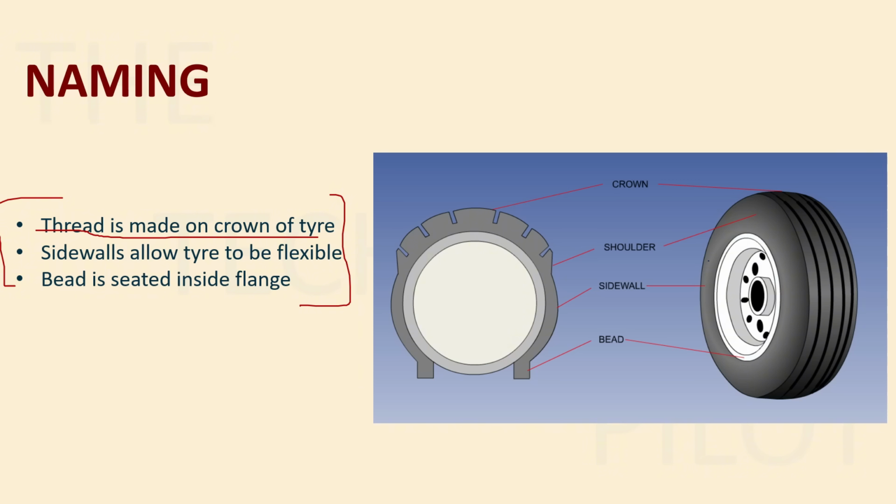So you need to remember these points. The first one is what? Threads are made on the crown of the tire. So this was your crown, and the threads that you're seeing here, these lines, they are made on what? Crown, right? The first point is very simple. And sidewalls allow the tire to be flexible, right? These sidewalls make the tire more flexible. And the bead is seated inside the flange. This point we'll see in the next slide.